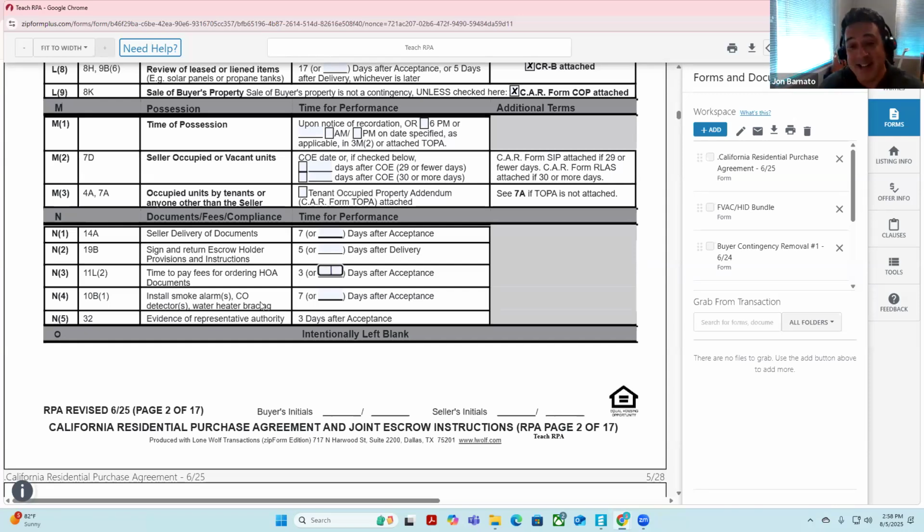Smoke alarms, CO detector, and water heater bracing. You should know these. Smoke alarms are grandfathered in if they're working, but typically the current code is 1 in each room and 1 outside any bedrooms. So if there are 4 rooms up top and they're all along the hall, there'd be 1 in each bedroom and 1 in the hall outside those bedrooms.